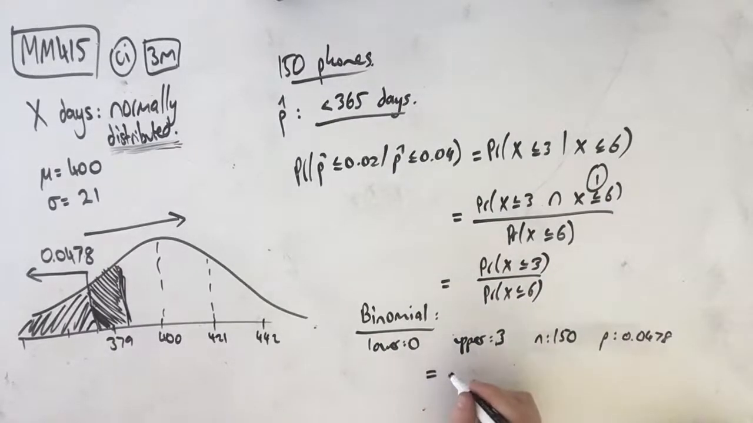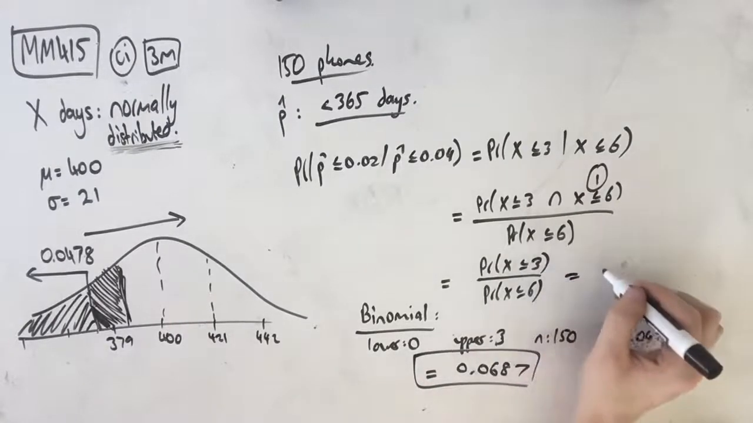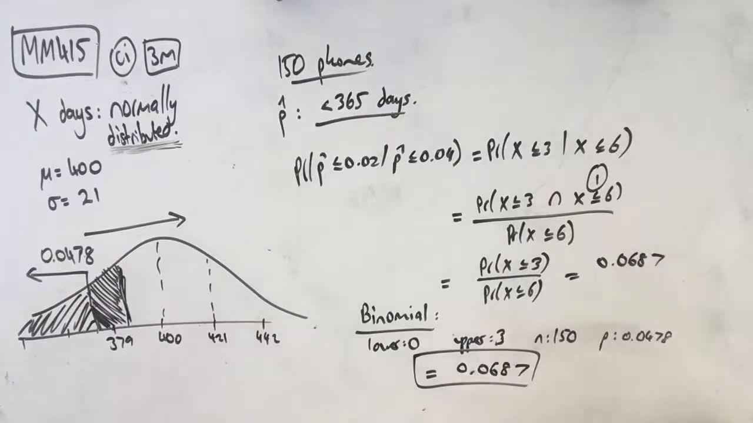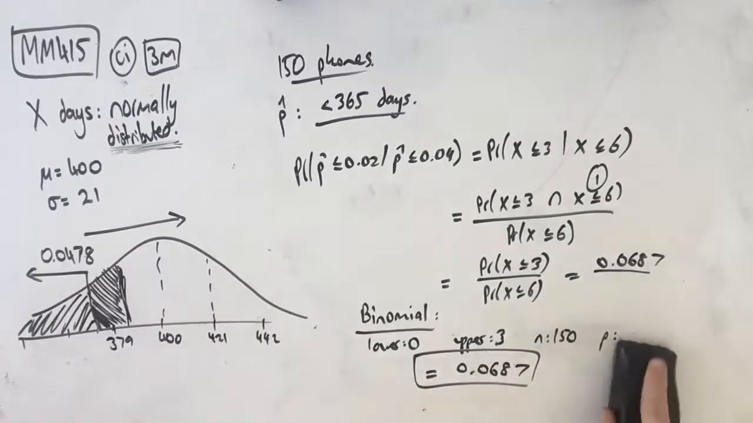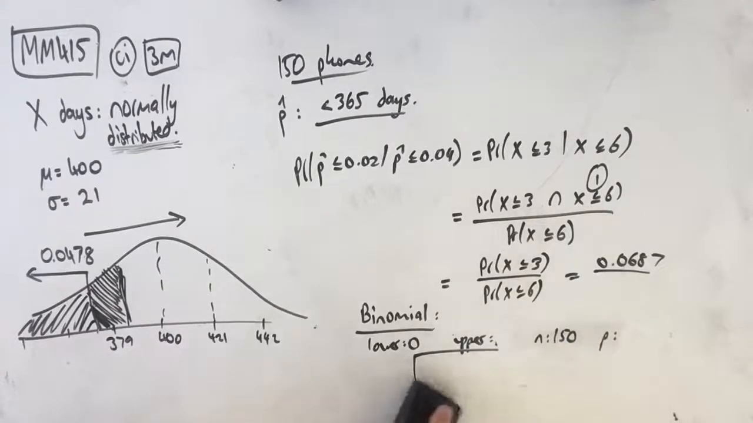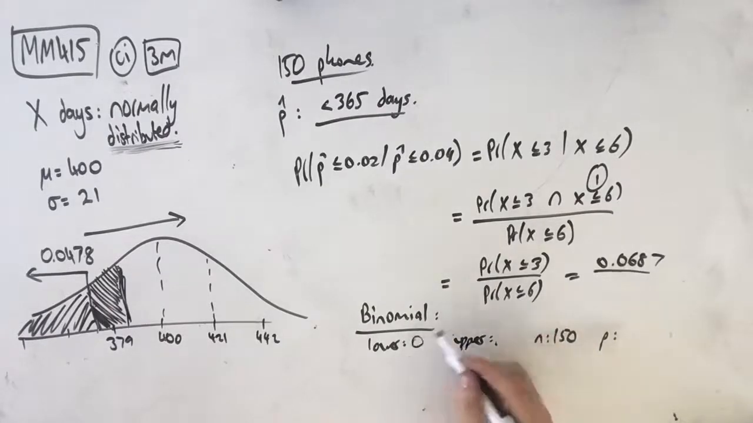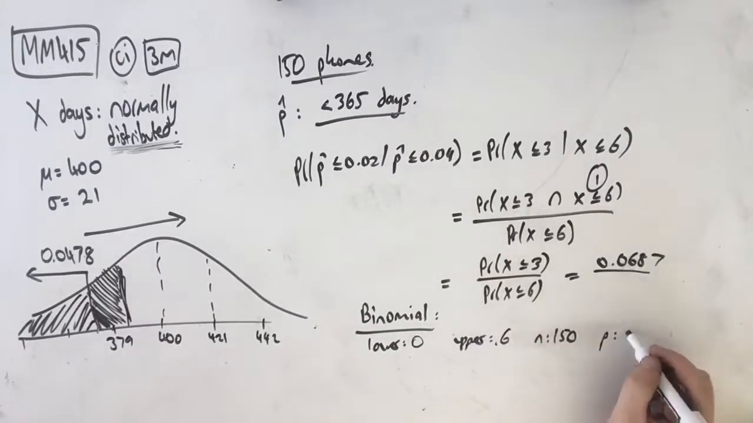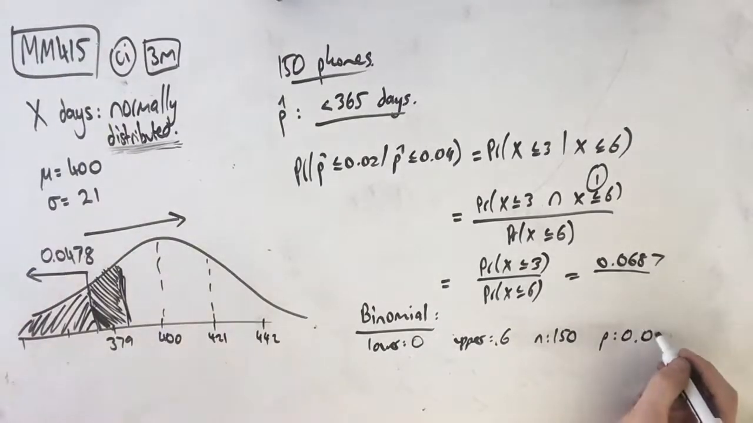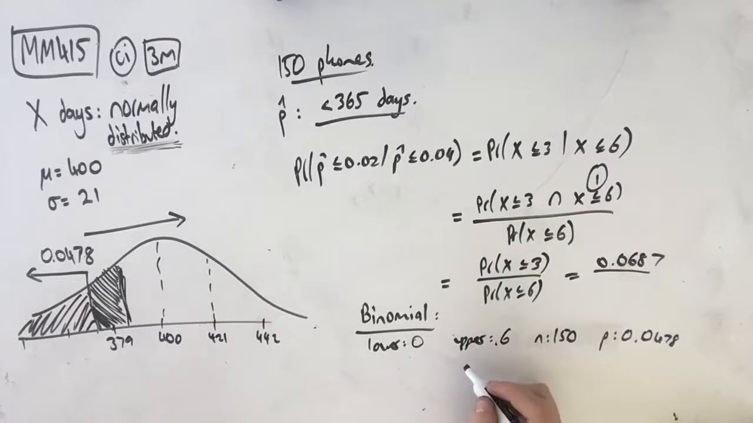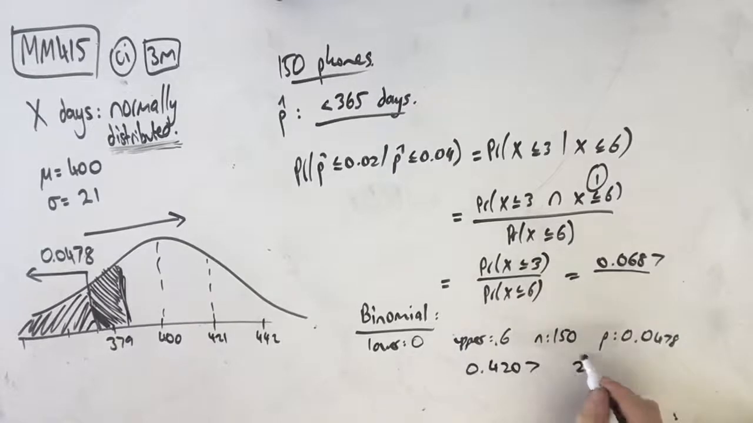So what this gives us in our calc is 0.0687. So that's this bit. So it's 0.0687 over the probability that it's less than or equal to 6. So actually I didn't need to do that. Now we need to do our 6. Our lower for this one is 0, upper is 6, n is still 150, and p is still 0.0478. Now what this spits out is 0.4207, and this is our second mark, getting that, 0.4207.